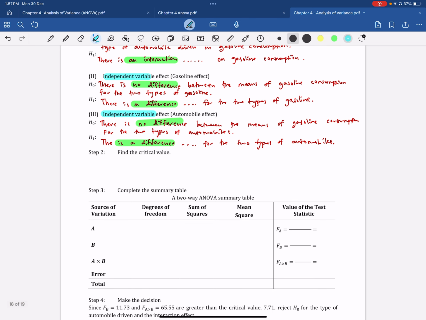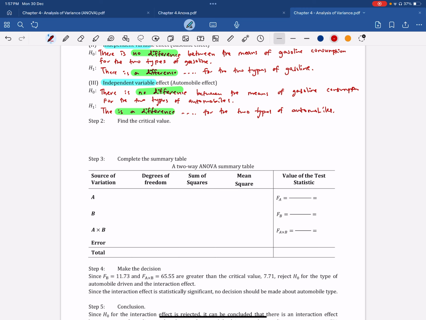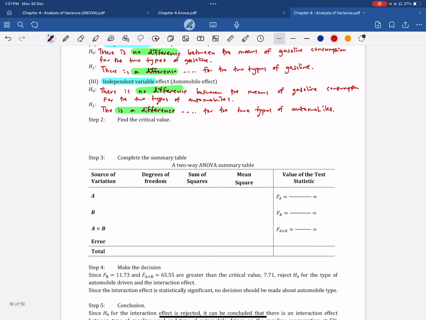And for finding the critical value, my suggestion is you complete the summary table first. You will get A, 2 minus 1 equals 1. B, 2 minus 1, and the interaction, 1 times 1. And then 7 minus 3 equals 4, and then you will get 7. And we transfer the sum of square that we calculated before into this particular table.